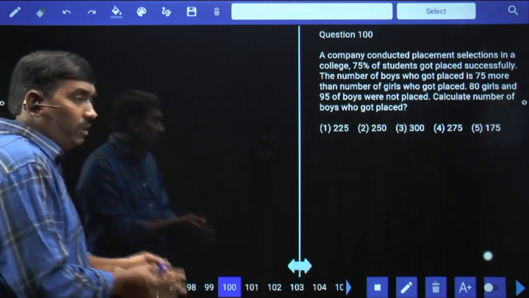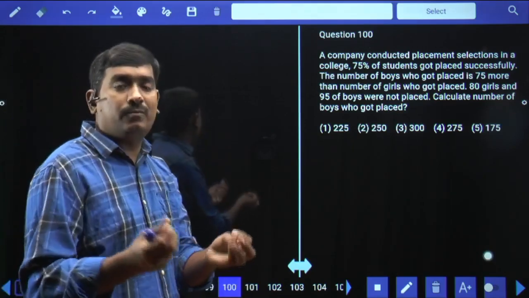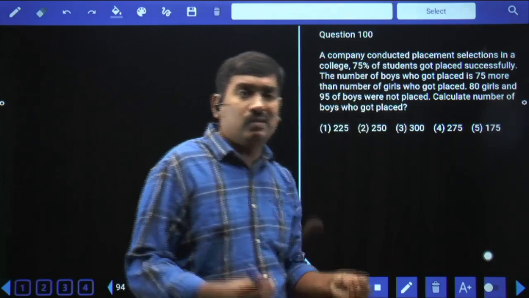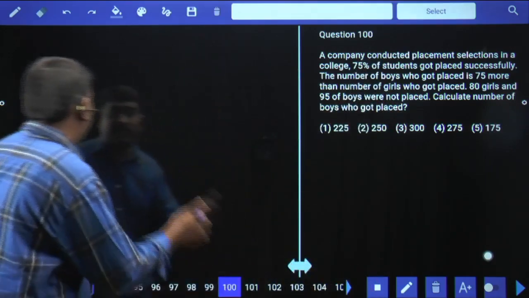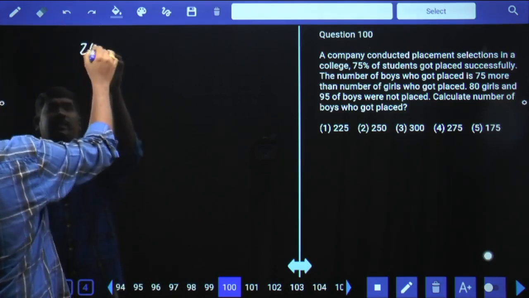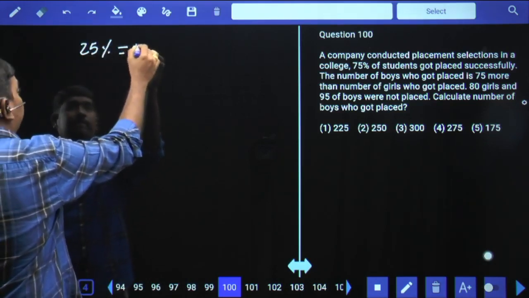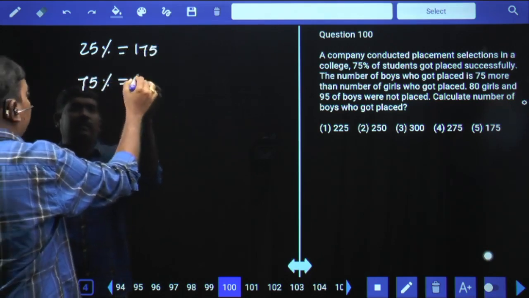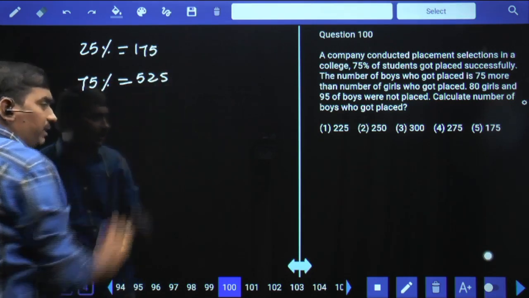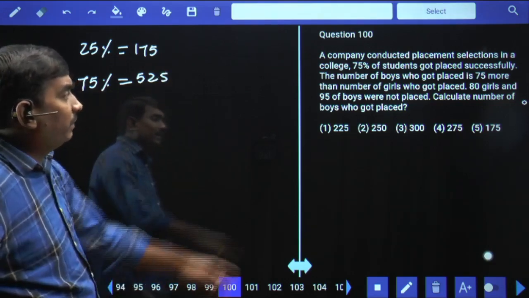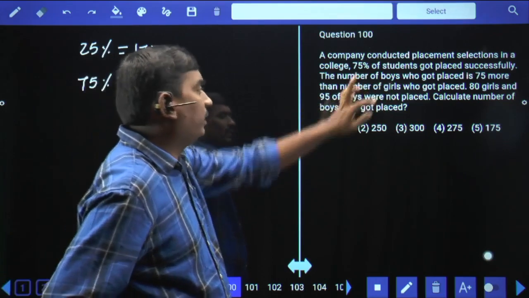175 students were not placed, which is nothing but 25%. Why? Because 75% of the students got placement, so the remaining 25% were not placed. That 25% is nothing but 175. Then how many students got placement, that is 75%? Nothing but 525, 3 times. 525 students got placed, and the number of boys is 75 more than the girls.